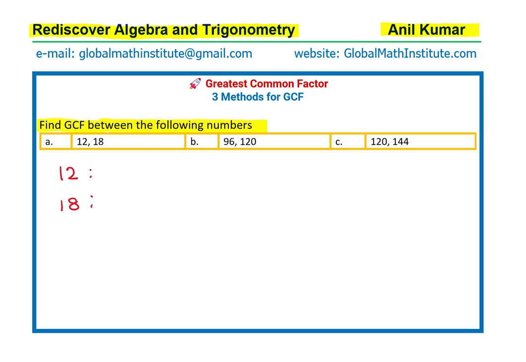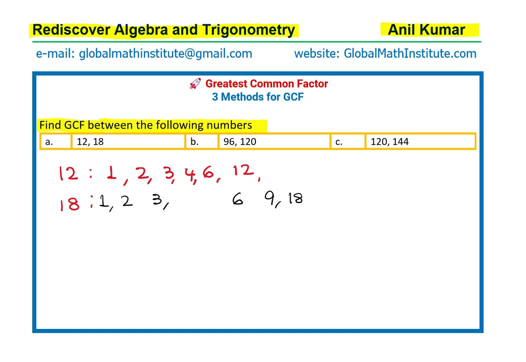12: 1 times 12 is 12, 2 times 6 is 12, and 3 times 4 is 12. So 1, 2, 3, 4, 6, 12 are the factors of 12. Now write down the factors of 18. 1 times 18, 2 times 9. So the way I am writing in a sequence, we are not going to miss any factor, correct? 3 times 6, and that's it, right?